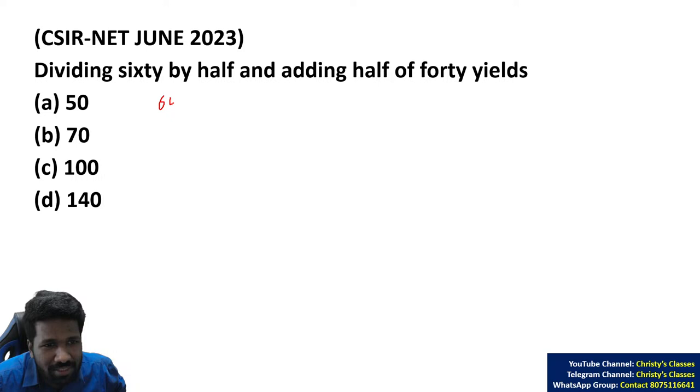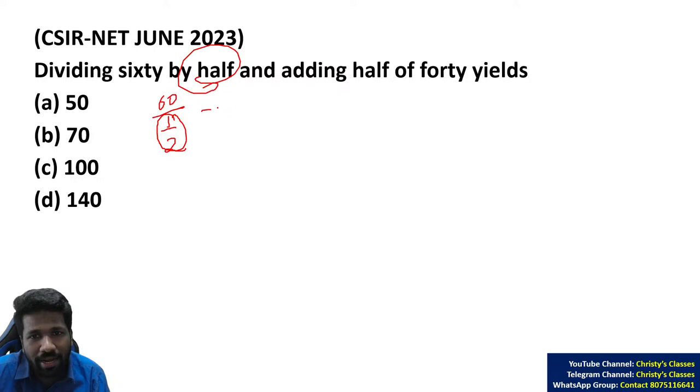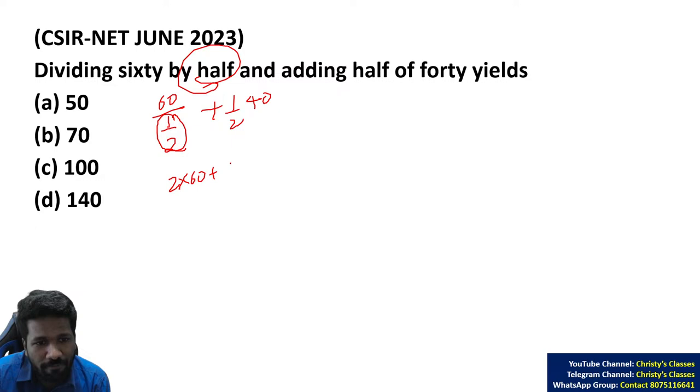Dividing 60 by half means 60 by 1 by 2. Dividing 60 by 2 is half of 60. But dividing 60 by half is 60 by 1 by 2, not 60 by 2. And adding half of 40, yeah, there it is 1 by 2 into 40. So 60 by 1 by 2 means 2 times 60, na? Plus half of 40 is 20. So 120 plus 20, 140 is the correct answer.